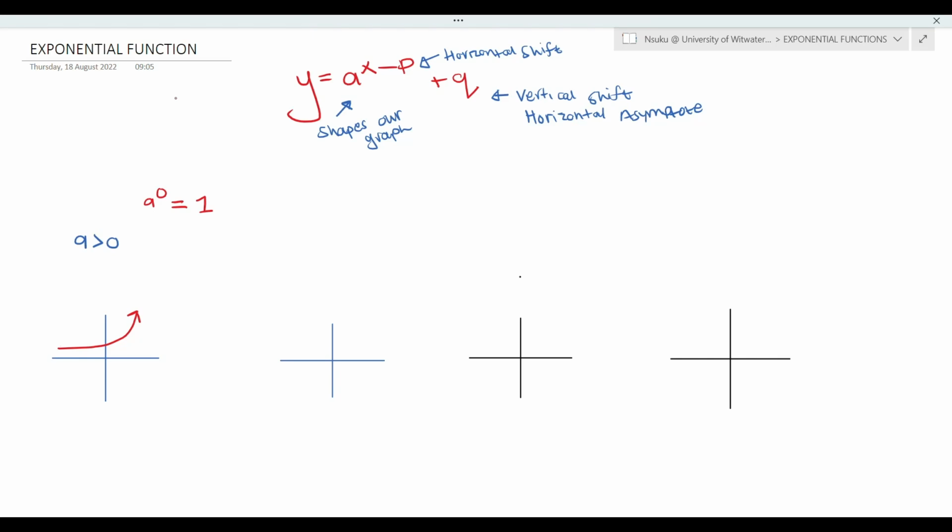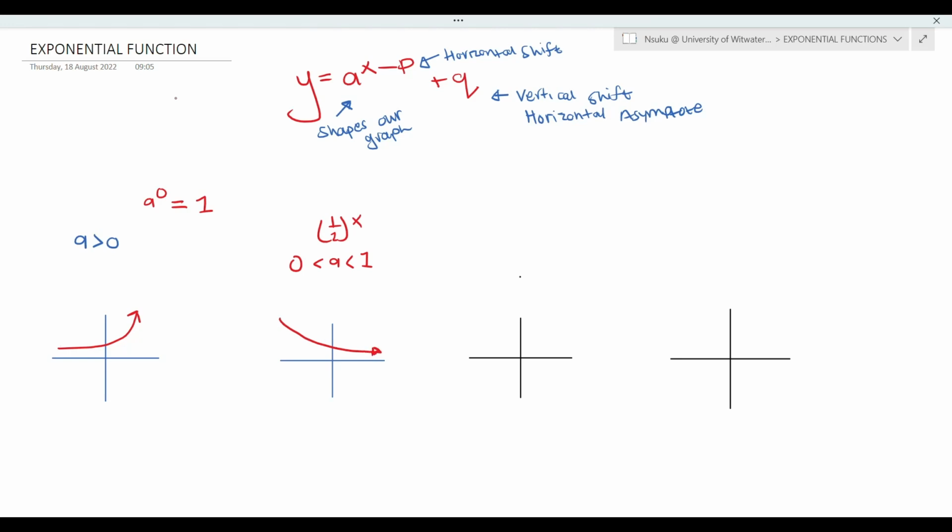With the next one, we have a, and if a is less than 1 but greater than 0, in this case a will be a fraction. a can be any fraction. a can be 1 over 2, to the power of x, in that matter. So just know that your a is positive but less than 1, right? In that case, your graph will be a decreasing function. It would look something like this.